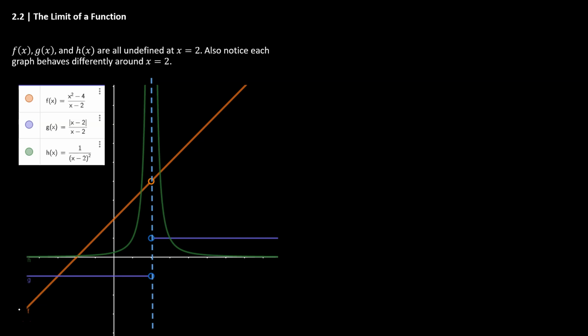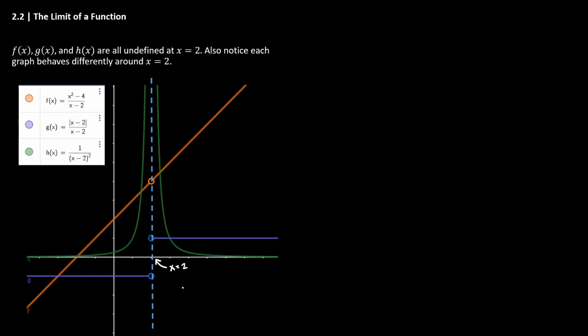We're going to start by looking at three separate functions that are all in the same graph. I have the function f in this orangey gold color, the function g in this purpley blue color, and the function h in a green color. All three of these functions are undefined at x equals 2. What I mean by that is that we have an open circle along the function at the input value where x is equal to 2. So if we plug x equals 2 into any one of these functions, we get undefined. Essentially, that's because there's a 0 in the denominator.